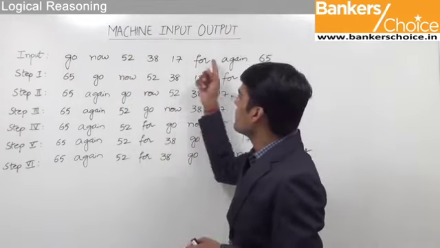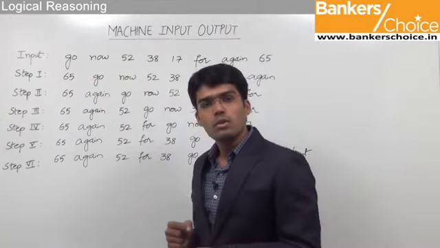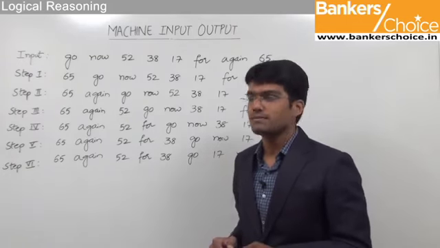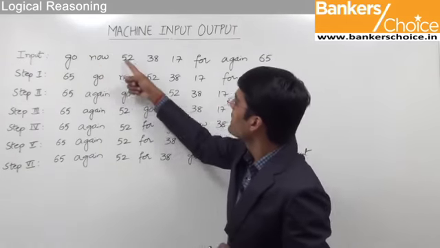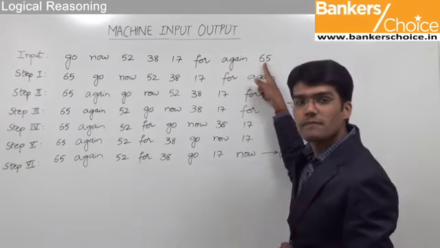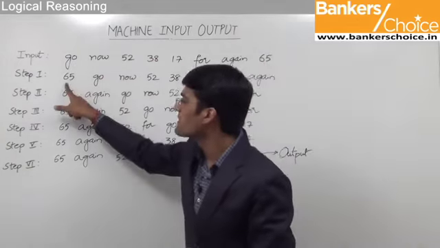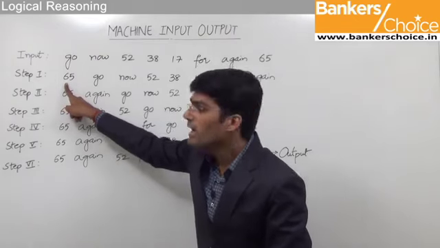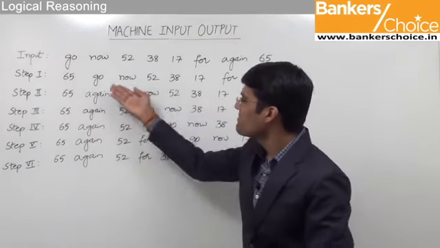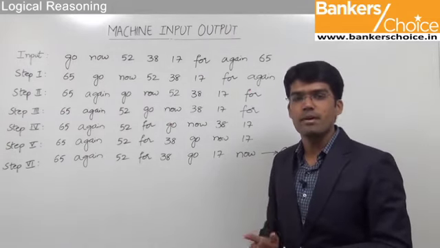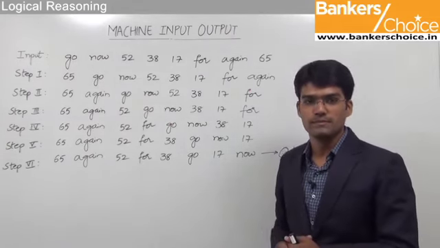So from the given input, if you look at step 1, we know that the first position should be occupied by the highest number. And that highest number in the given input here is 65. So 65 is brought from the last position to the first position in step 1. And the remaining elements are simply pushed aside. That means in each step, only one element is moved.